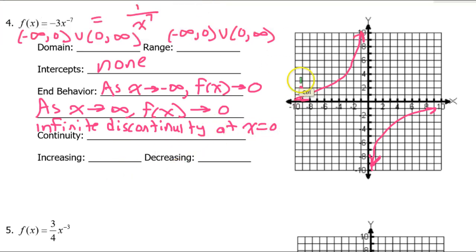Increasing, decreasing. From left to right, this part of the graph is increasing. See how it's going uphill? But guess what? This part of the graph is also increasing, also going uphill. So I do have to write that separately because 0 is not included in the domain at all. So, well, really, the entire domain is increasing. So I'm just going to copy the domain. So it will be negative infinity to 0, union 0 to infinity. It's decreasing nowhere, so I'll just put none.